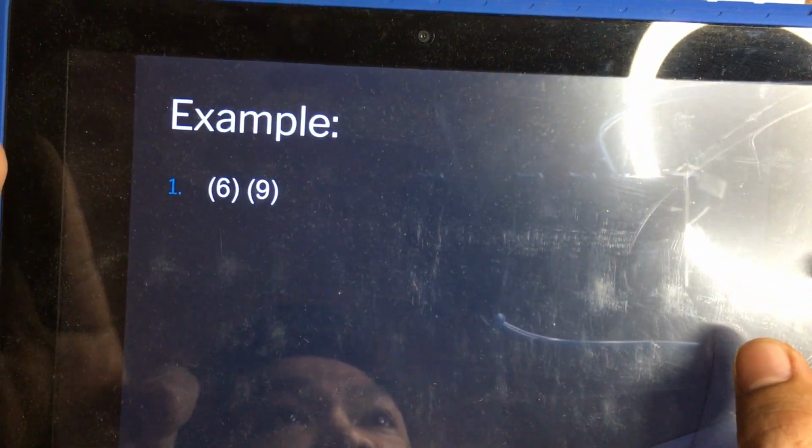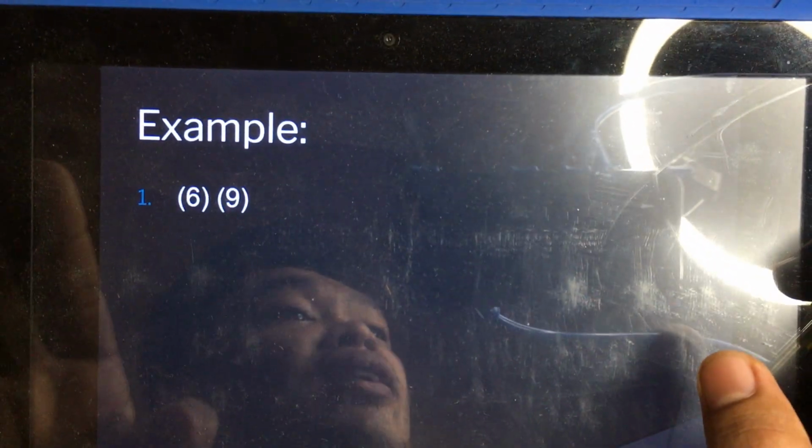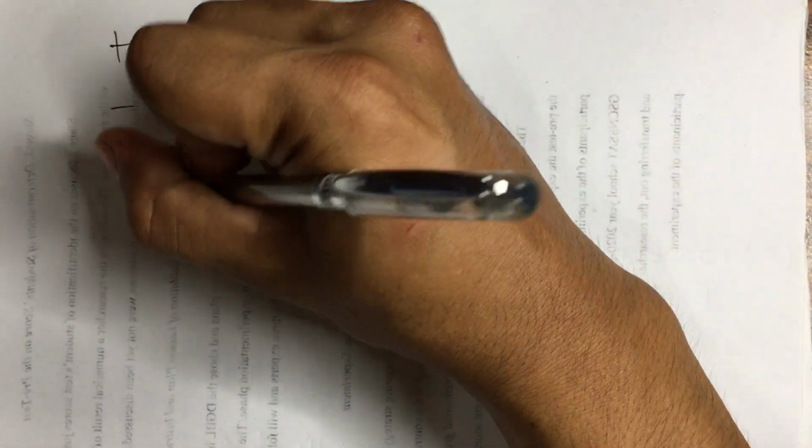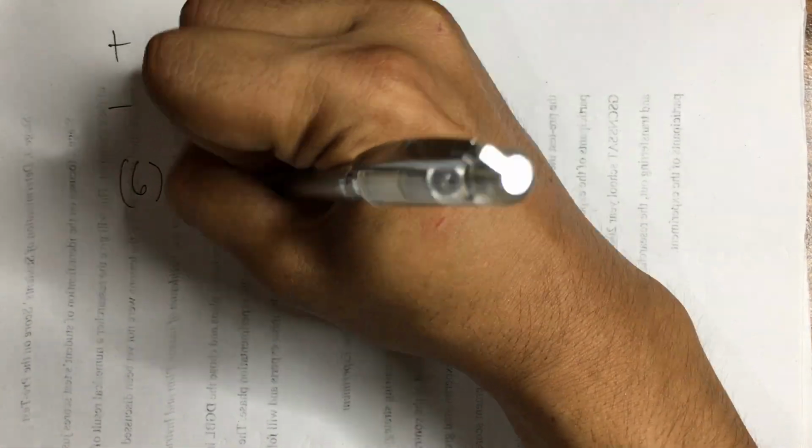Okay, let's have an example for that. 6 times 9. Both are positive. So, therefore, the answer is also positive. 6 times 9 is 54. Next.